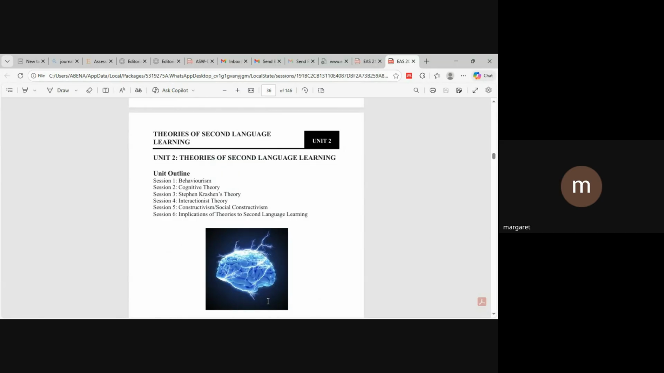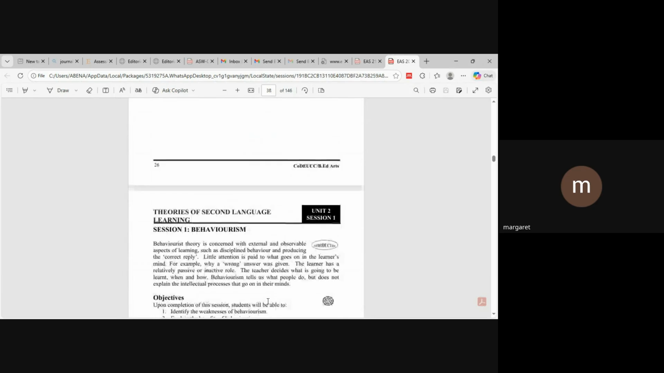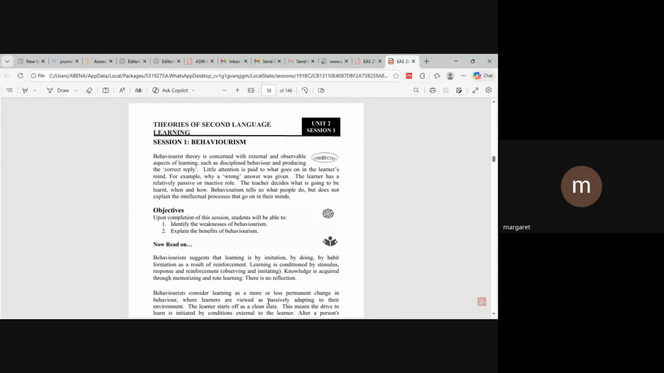Good. So we are going to start briefly with behaviorism as a psychological underpinning on how language is learned. Okay, so behaviorism is built on some principles. One principle is that behaviorism is built on the principle that learning is external and observable.